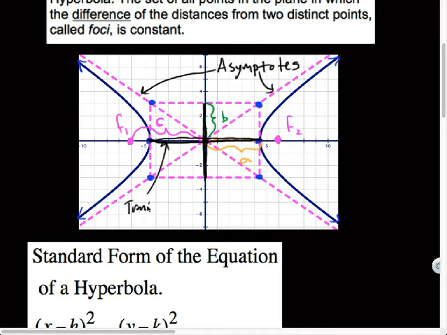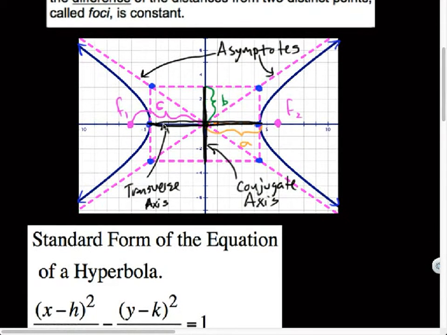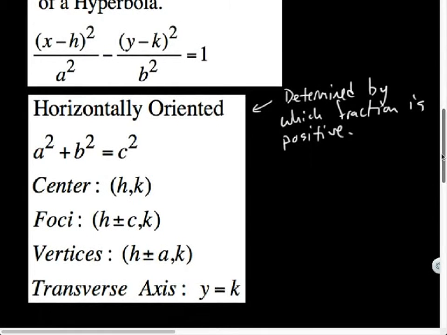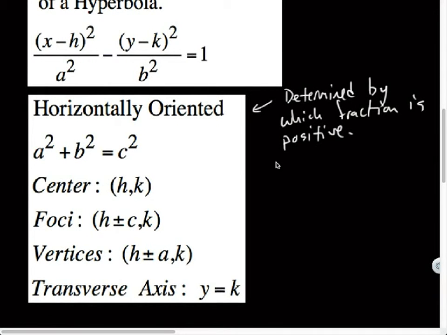So I'll write this as transverse and this as the conjugate axis. So lots of little vocabulary words and terms flying around here. The transverse axis, right, the conjugate axis, like so. And the endpoints of the transverse axis, as you can see, are the vertices. Good, good, good. So the transverse axis equation is y equals k in the case of a horizontal hyperbola.